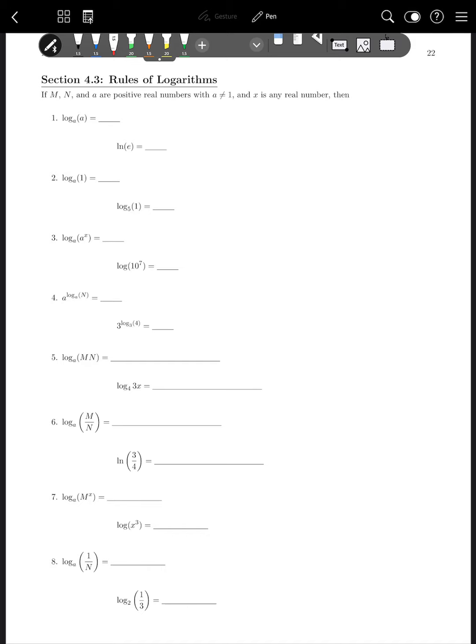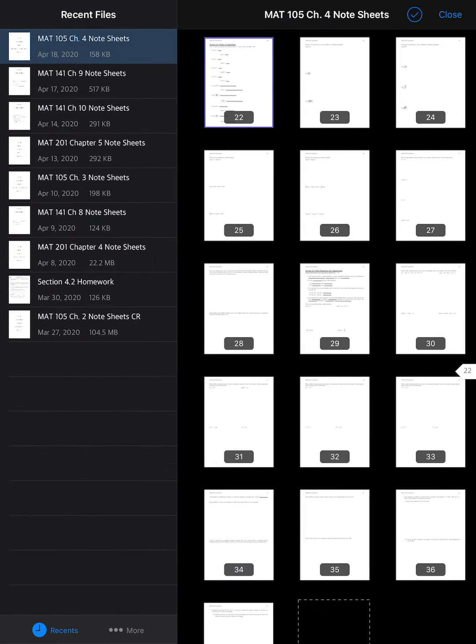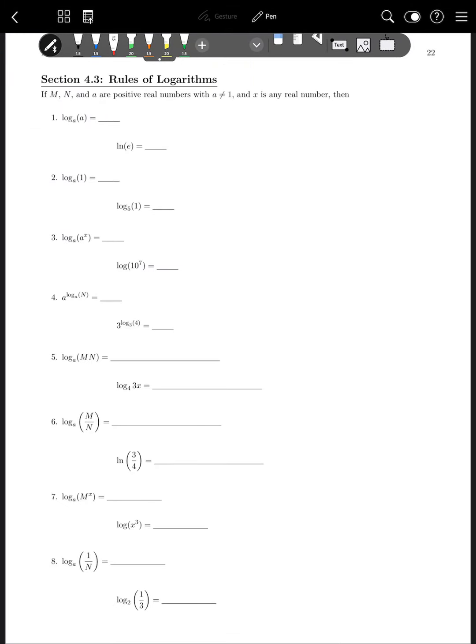So what we're going to talk about today are rules of logarithms and using rules of logarithms. Some of these we've seen before, but now we're going to more formalize them as we go through here. Basically, I have all the rules here, and then I have an example for each one to show how it works. Okay, so the first one is log base a of a.